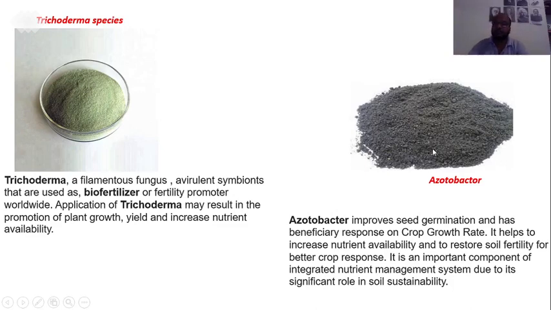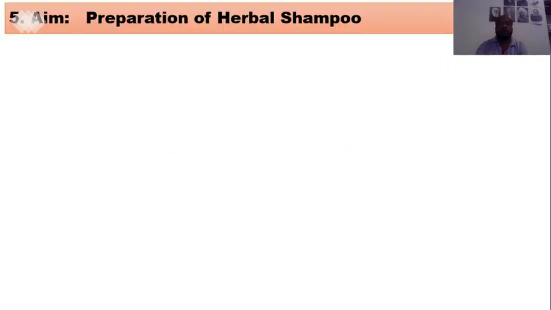Next one is azotobacter. This azotobacter improves seed germination and has a beneficial response on crop growth rate. It helps to increase nutrient availability and to restore soil fertility for better crop response. It is an important component of the integrated nutrient management system due to its significant role in soil sustainability. So this is the study of the biofertilizer.